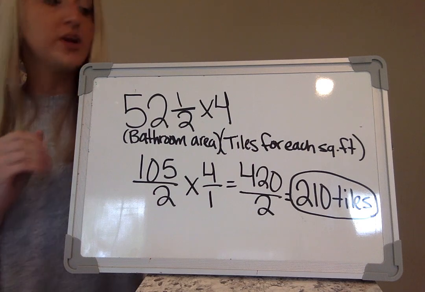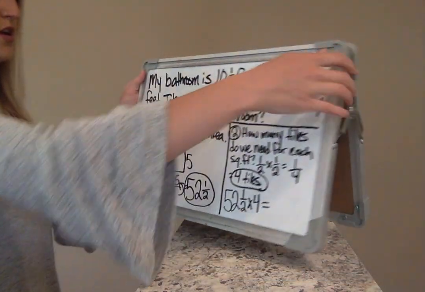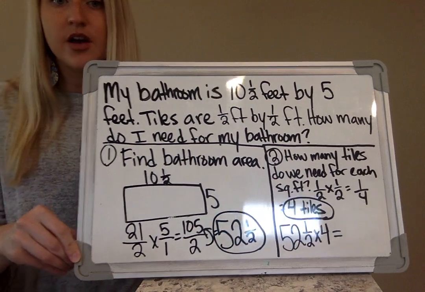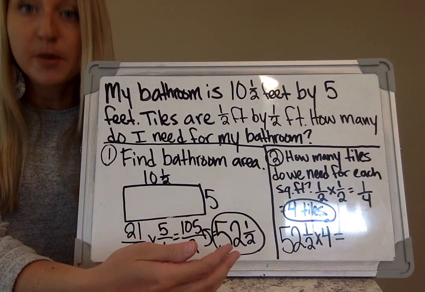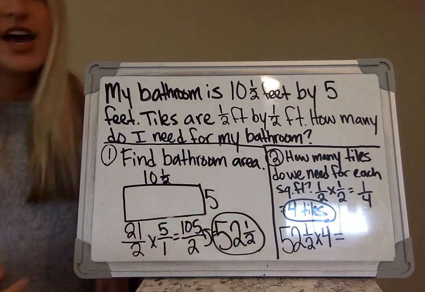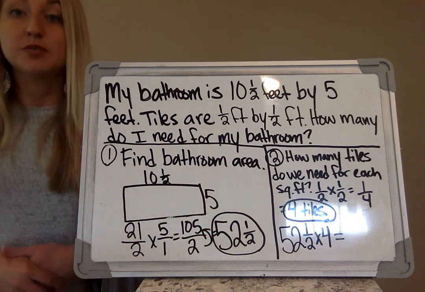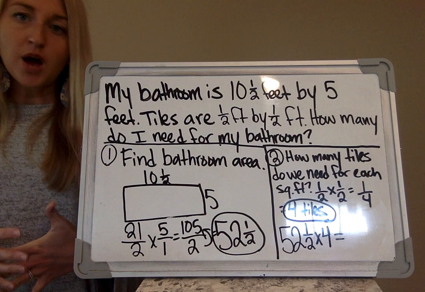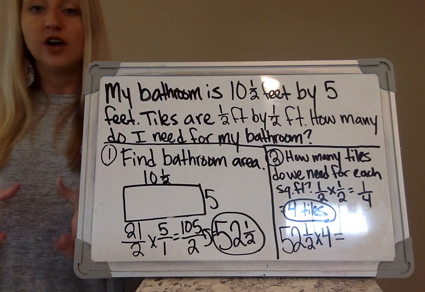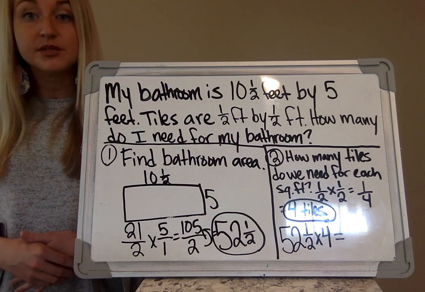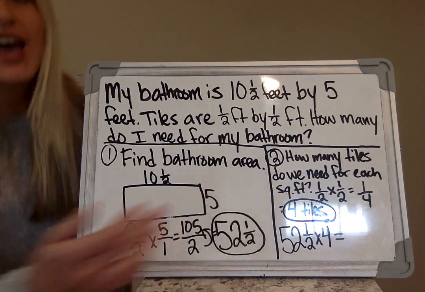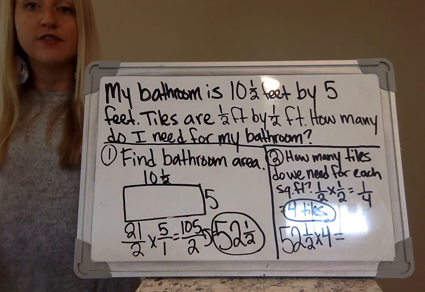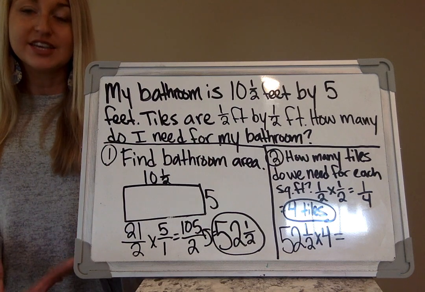Again, all we did here, we found the total area of our bathroom. We did length times width to find the area of our bathroom. It was 52.5 square feet. That's how much space we needed to cover. The problem came in when each of our tiles were not 1 whole square foot. If they were, of course we would only need 52 and a half of those 1 square foot tiles to cover the whole space. But they weren't.